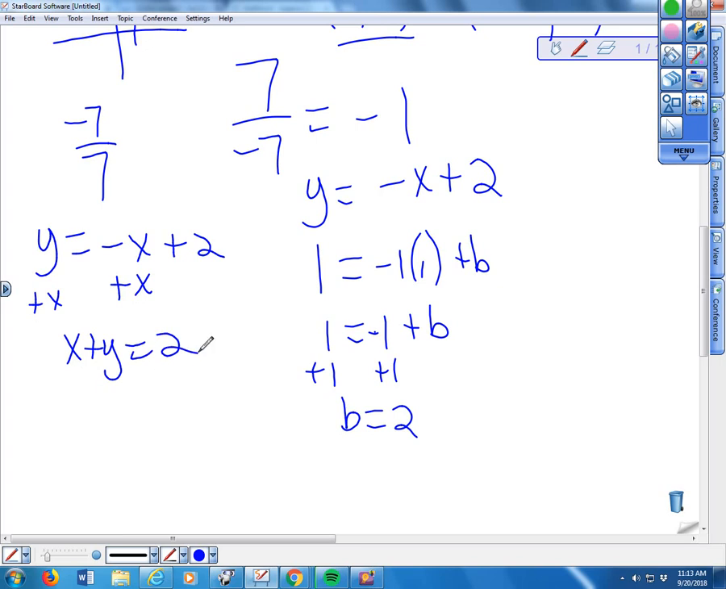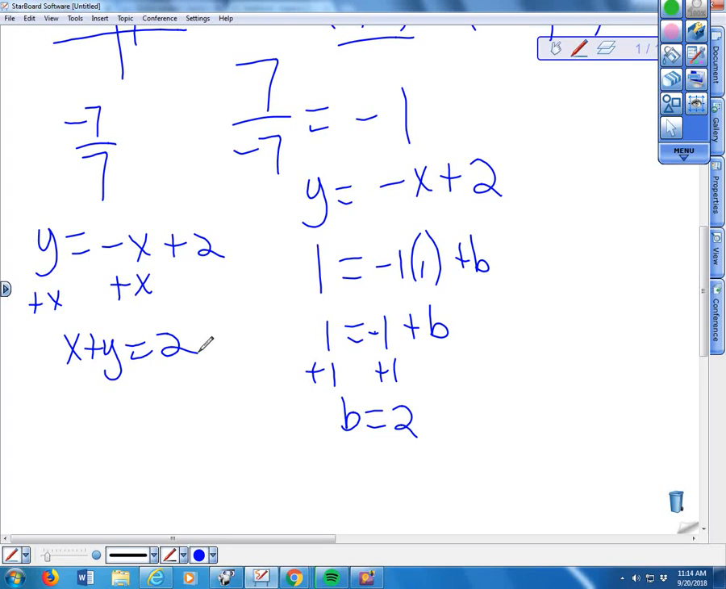Okay, and let's check it. What's the slope? Negative a over b. A is 1, b is 1, slope's negative 1. That's what I got for the slope. The y-intercept's supposed to be 2. Cover up the x. Y is 2. Okay, so that's how to go back and forth from slope-intercept to standard form.